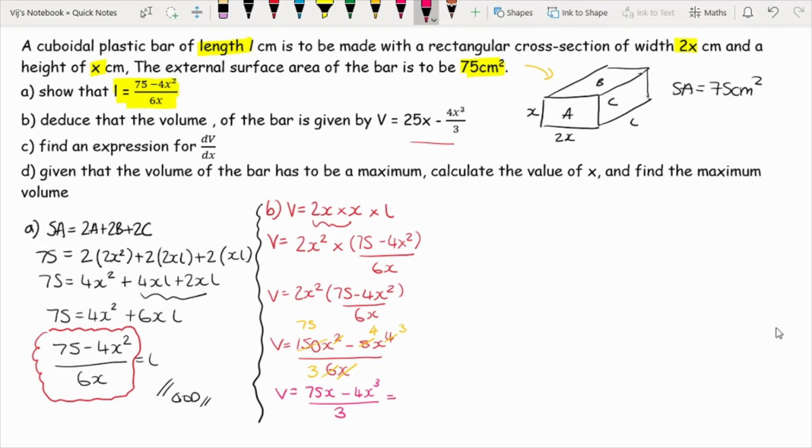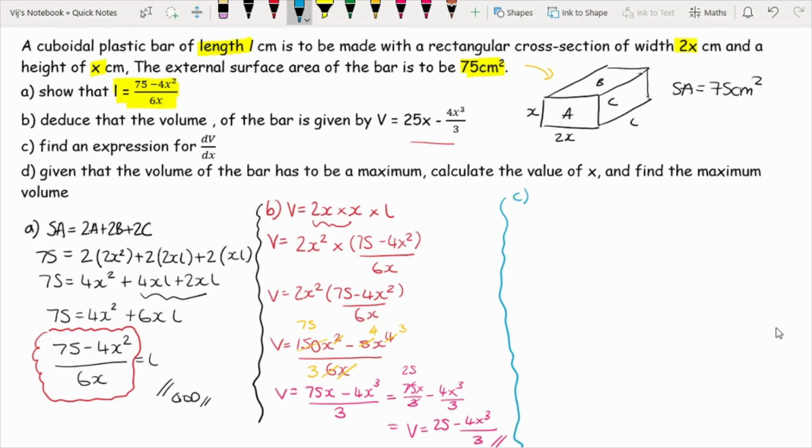Now from this I can split this up so I get 75x over 3 minus 4x cubed over 3, and I can then cancel the 3 with the 75, which gives me 25, leaving me with what they've asked me to do: V equals 25x minus 4x cubed over 3. So now that we've proved that, let's move on to C.